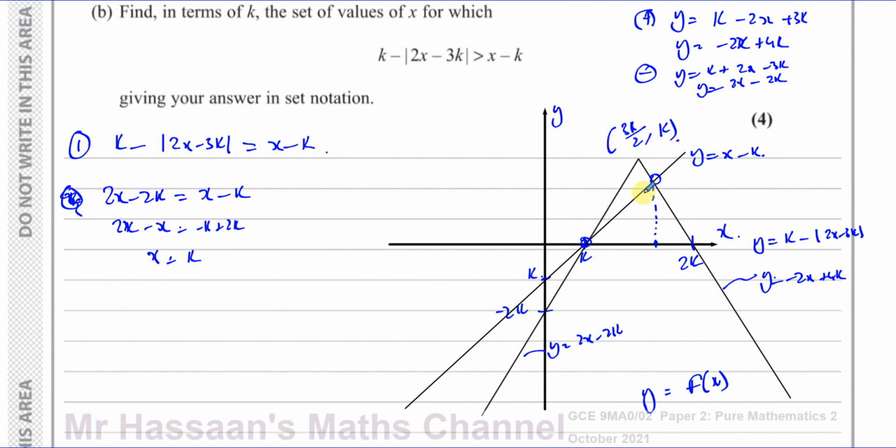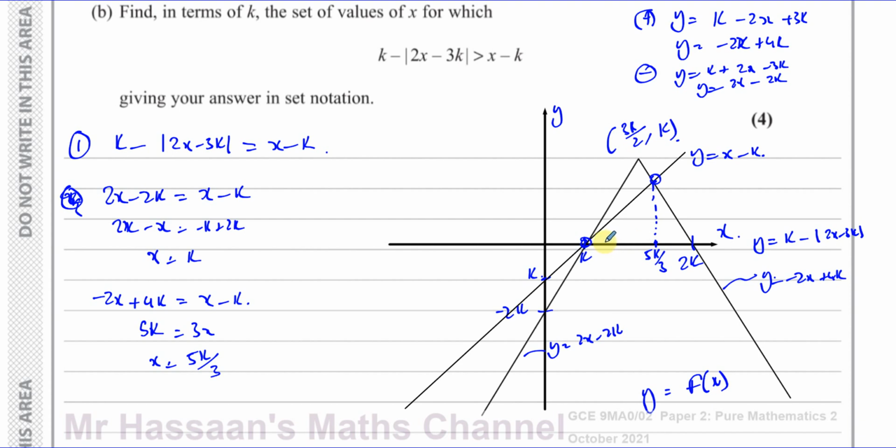The other place where they intersect is over here. That's what we're interested in. And that's when this and that intersect, which is minus 2x plus 4k is equal to x minus k. So you have 4k plus k, which is 5k, 5k is equal to 3x. So we can say x is equal to 5k over 3. That's the point here. That's where they intersect.